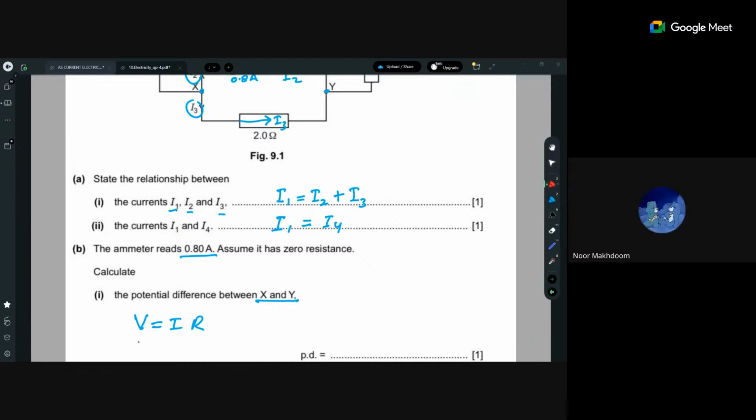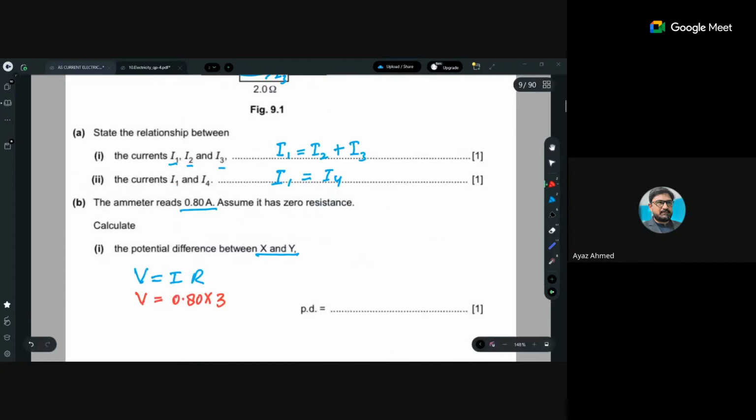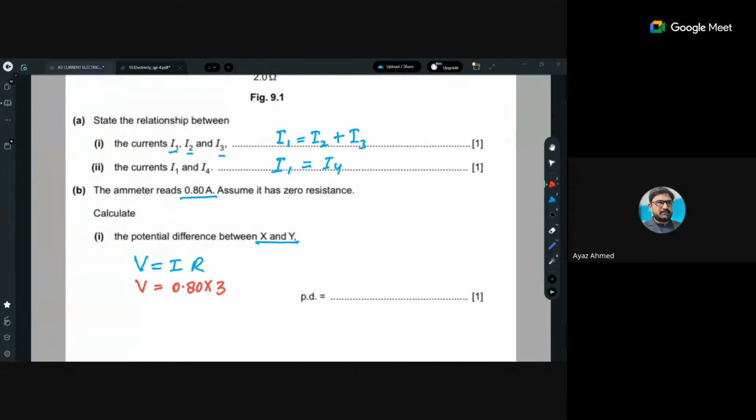V is unknown. And what is I? I is 0.80. And what is the resistance through which this current is flowing? Resistance of the resistor. Actually, look, this is the resistor through which this current flows, and the ammeter is plugged here. So this is a 3 ohm resistor, and the ammeter reading is 0.8 ampere.